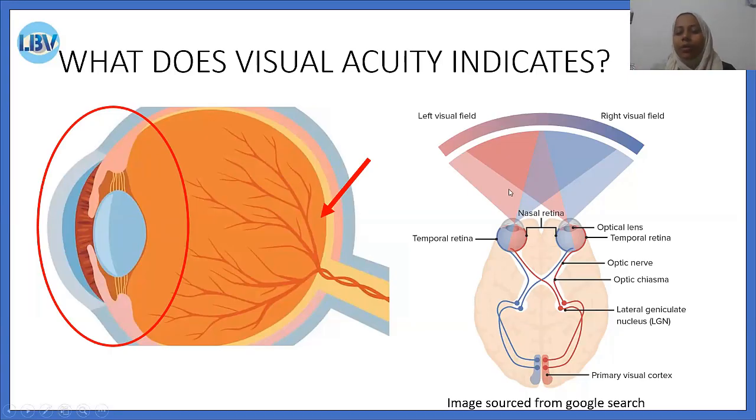And not only this, whatever image is formed on the retina is actually perceived by the brain. So even if the eye is completely healthy, if the neural integrity is not well, then the visual acuity will not be good. So visual acuity helps us understand all these things.